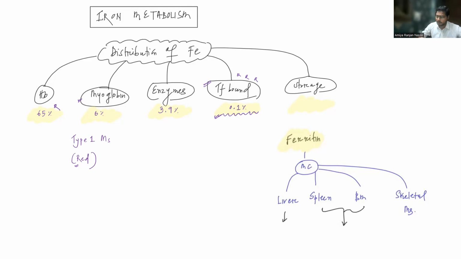Then the last one is the storage form. Around 1/4 of the iron, that is around 25% of the iron, is present as the storage form.